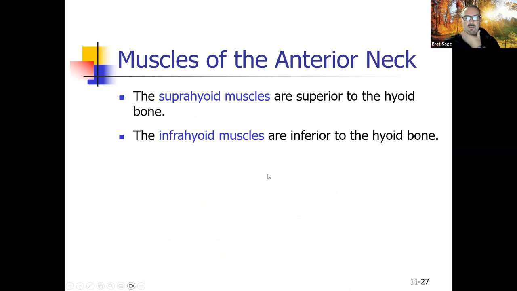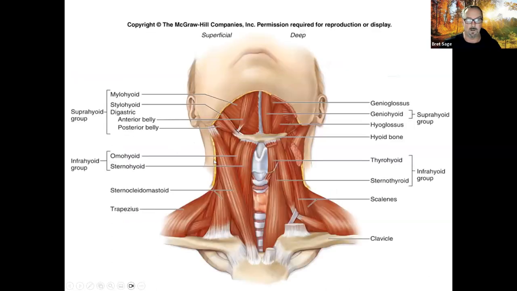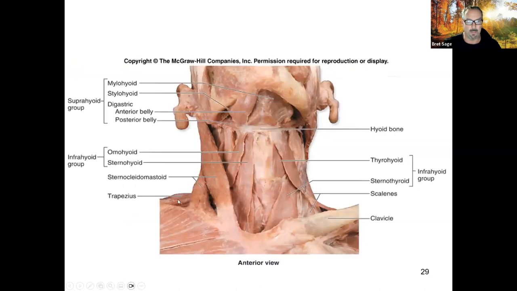Muscles of the anterior neck, so the muscles on the front side of your neck. Suprahyoid muscles are above the hyoid bone. Infrahyoid muscles would be below the hyoid bone. So you can see the muscles here. I don't go into great detail in the lecture about these, but they all help move the hyoid bone and/or your head and/or the structures associated with the anterior part of the neck. And they're showing you cadaver muscles, same way.